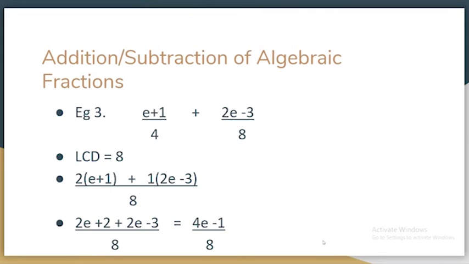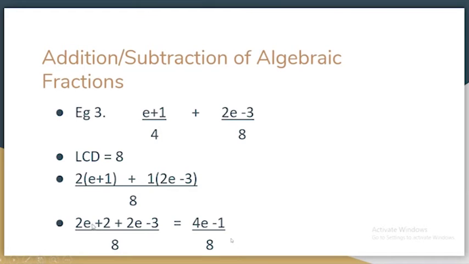Okay, 2 times E is 2E. 2 times 1 is 2. 1 times 2E is 2E. 1 times -3 is -3. Make sure you keep your denominator. Now, grouping like terms. Remember, like terms. Here, all the terms are not like terms. We have some with E, and we have some without E. So we can only add like terms.